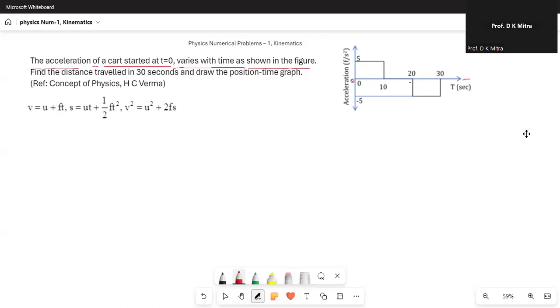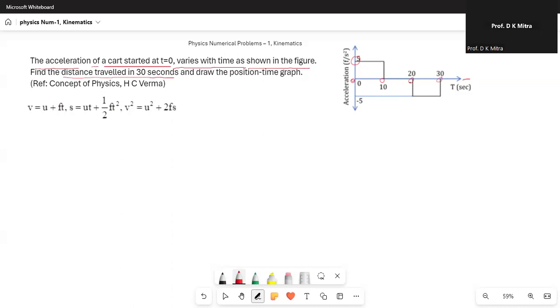From time equal to 0 to time equal to 10 seconds, the acceleration is 5 feet per second square, uniform acceleration. But from time equal to 10 seconds to time equal to 20 seconds, the acceleration is 0. And from time equal to 20 seconds to time equal to 30 seconds, the acceleration is minus 5. That means we have to find out the distance traveled in 30 seconds. That means the distance traveled from here to here.